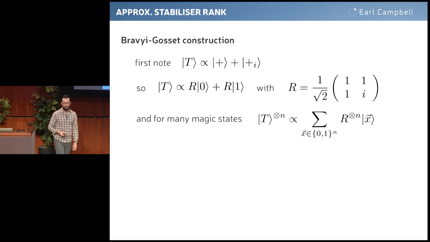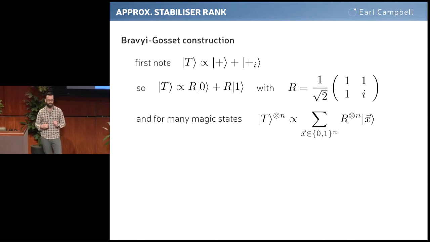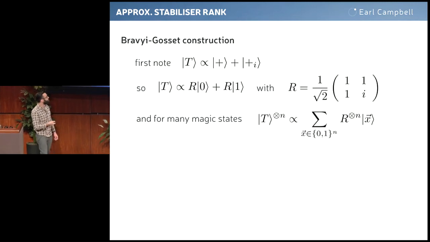Okay, so I'll quickly review the Bravyi-Gosset construction for how you get these low stabilizer rank approximations. So one way to think about it is that you've got the T state, and you can write it kind of in the computational basis. It's not quite the computational basis. What I've done here is I've written it as a superposition of two terms that I've labeled 0 and 1, but rotated by this operator R here that isn't a unitary. Right, so in fact, this will be something like the zero state and the plus state once you've applied this.